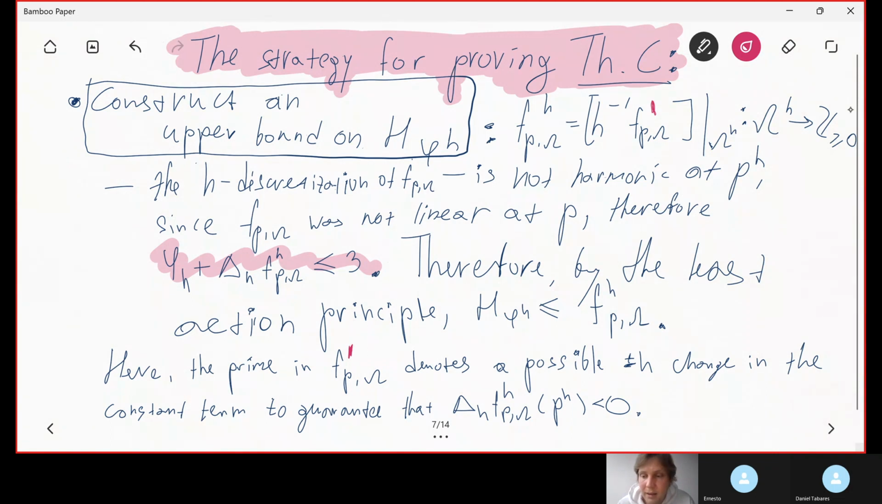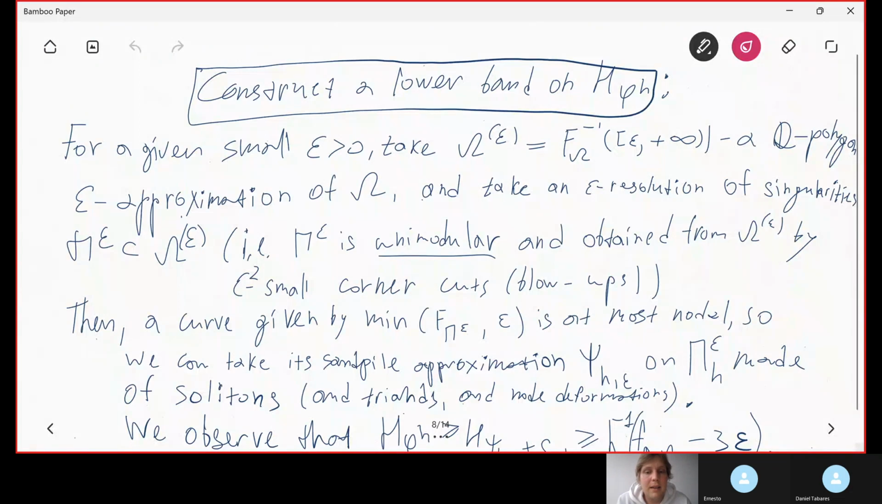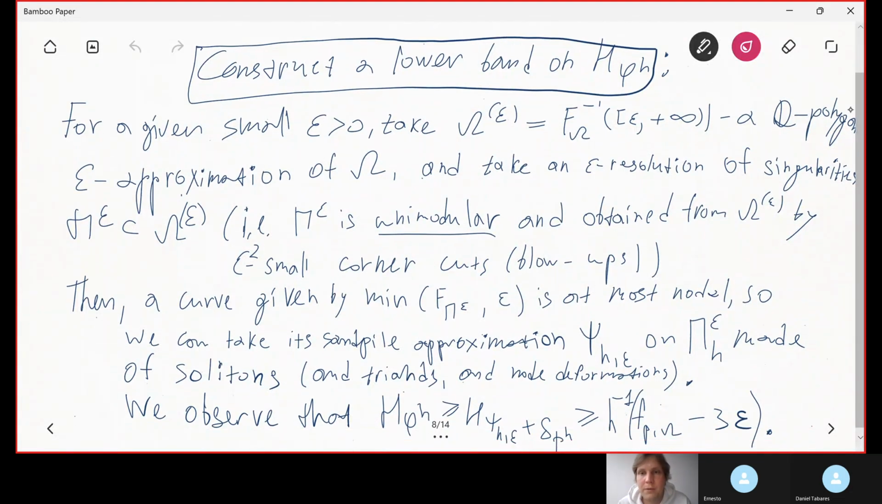This is an easy part, and guess what? The other side of the proof is constructing the lower bound. And so this is harder. And this is much harder. So I'm not sure that you'll be able to follow. Tell me when you're lost, and I'll return to the beginning.